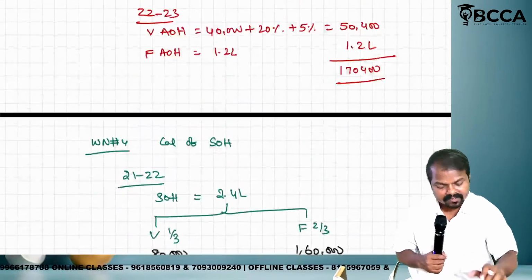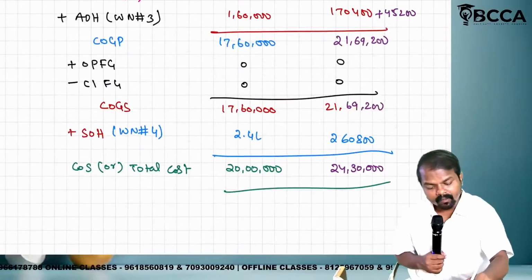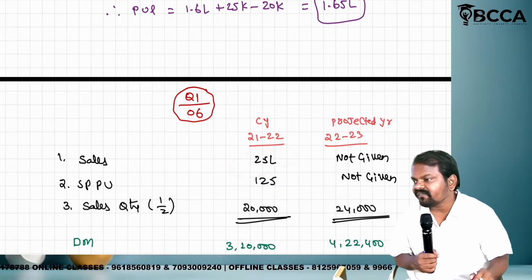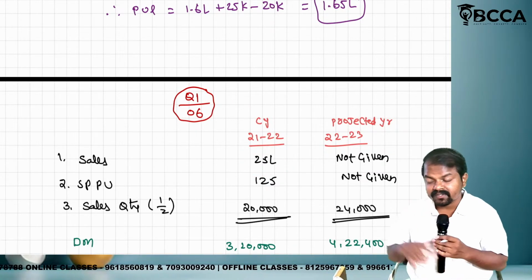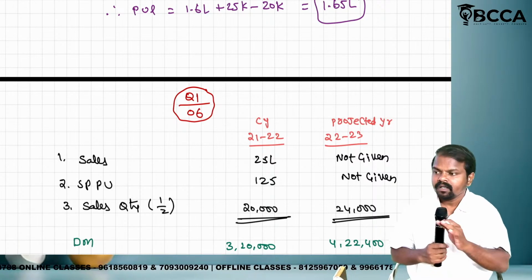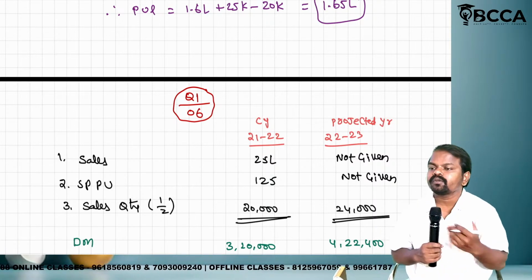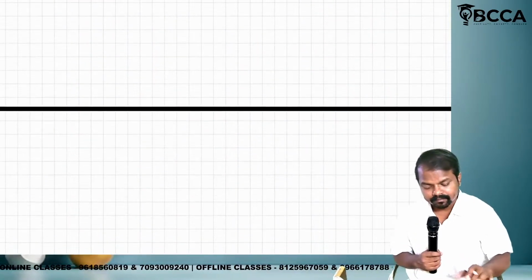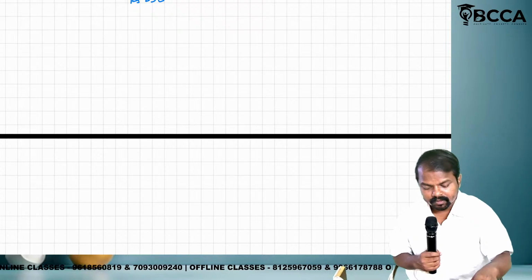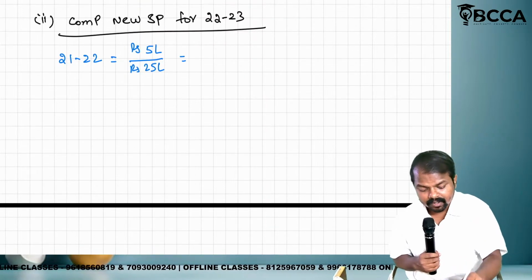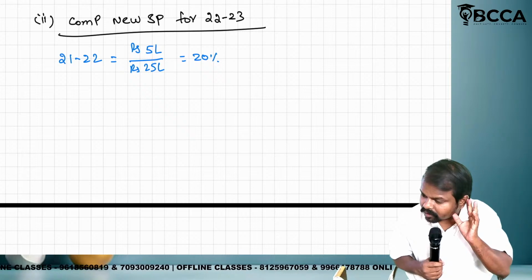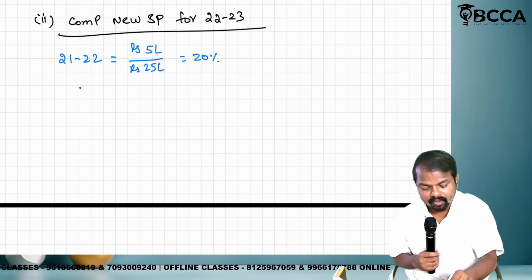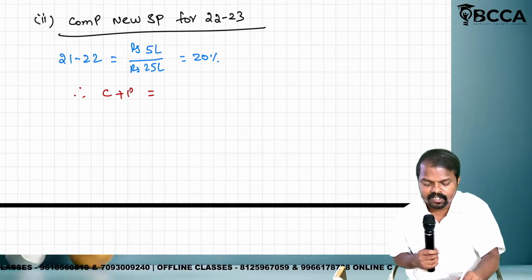If you get confused, it is very simple, my dear. Please observe: what is the cost of sales? What is the sales? What is the profit? Out of how much sales? 25 lakh. How much profit are you earning? 5 lakh on 25 lakh. Please take the calculator: 5 divided by 25 into 100. How much? 20%. Correct. Therefore, C plus P, cost plus profit, is equal to sales.